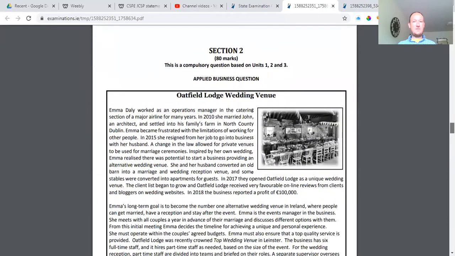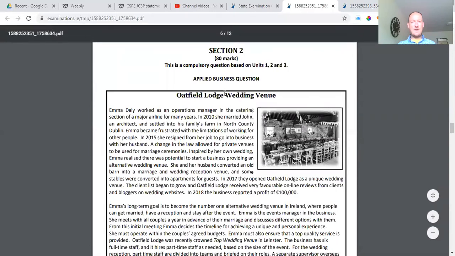Right, so section 2 then we know is sometimes called a case study. Some people call it a case study, some people call it an ABQ, not to get confused with it. And these are not the units that your exam are going to be based on, because every year it's based on different units, this section. So for your year, it's based on units 2, 3, and 4. And there's 80 marks going for it.